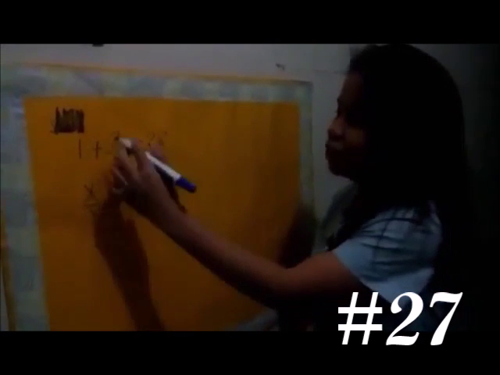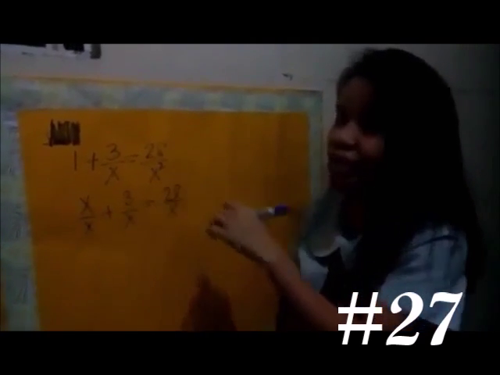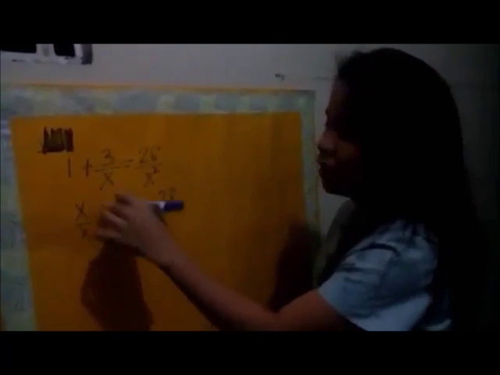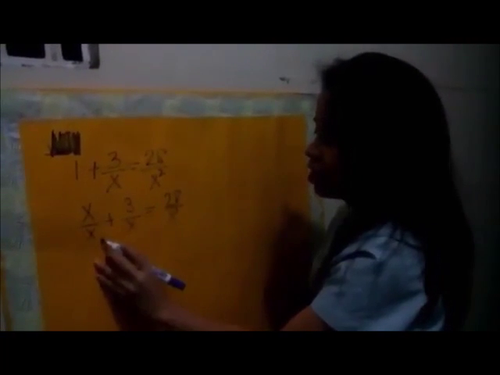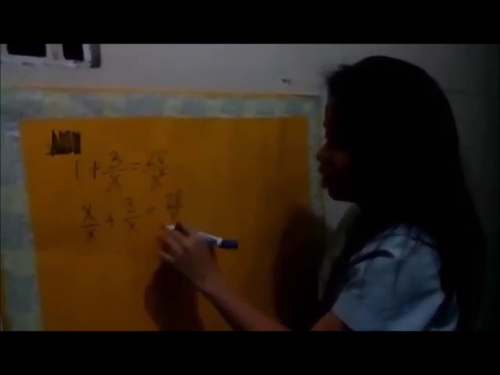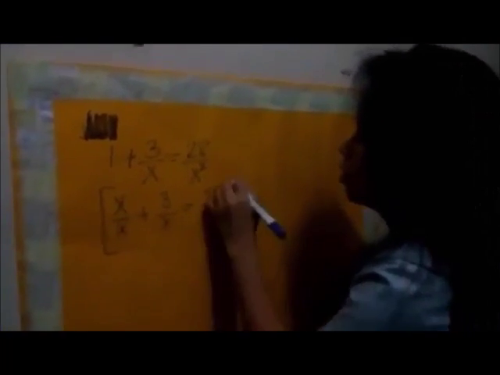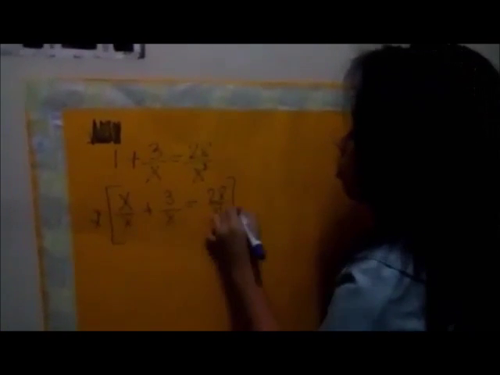So, today I will teach you how to solve this equation. 1 plus 3 over x equals 28 over x squared. So, to make this similar, replace 1 with x over x, plus 3 over x equals 28 over x squared. Then, since this is a fraction, get their LCD. Okay, so, their LCD is x squared.